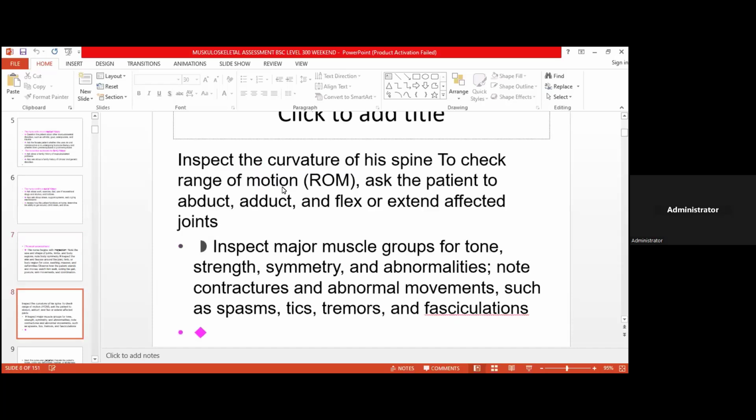So when you are inspecting, you inspect the curvature of the spine. And the reason why I said you have to move your hand through the vertebral column: if you move your hand, you are checking for the curvature, whether you have lordosis, spondylosis, or whatever. You are checking for that.